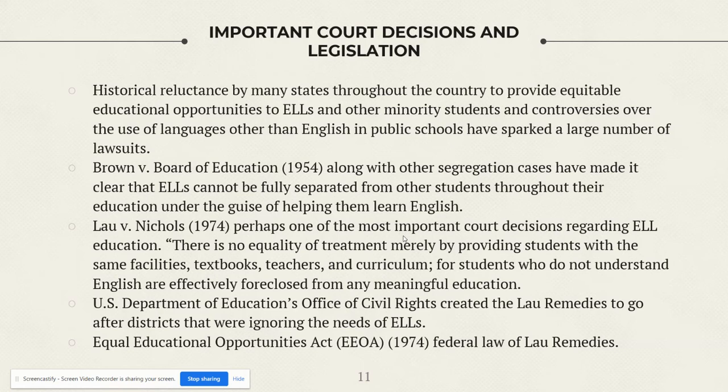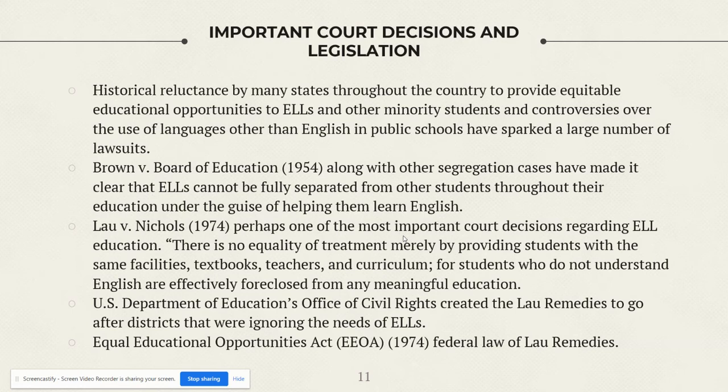So here are the important court decisions and legislation that focus on English language learners. Typically, there's been reluctance by many states throughout the country to provide equitable education opportunities to ELLs and other minority students. This should not be a surprise. We see tons of court decisions constantly focusing on the inequitability of education for one subgroup over another. And so the fact that English language learners are just another subgroup that have to fight for their rights, it's sad, but it should not be surprising.